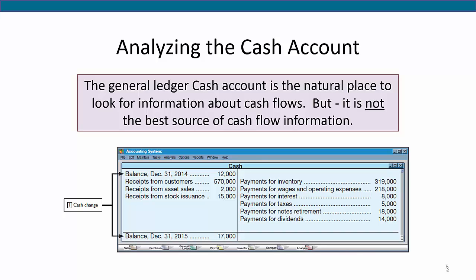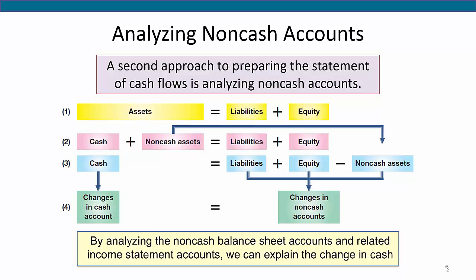However, preparing the statement of cash flows from an analysis of the general ledger cash account has 2 limitations. First, most companies have many individual cash receipts and payments, making it difficult, if not impossible, to review them all. Secondly, the cash account does not usually carry an adequate description of each cash transaction, making assignment of all cash transactions according to activity very difficult. There's an easier way, which is to analyze the transactions in all the non-cash balance sheet accounts.